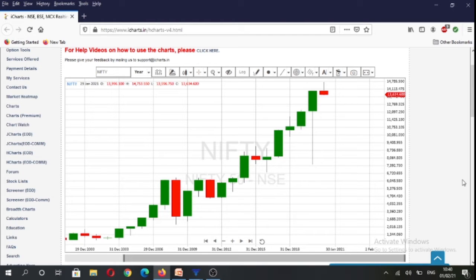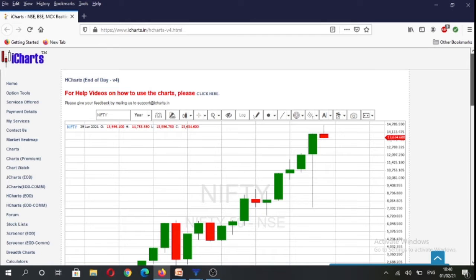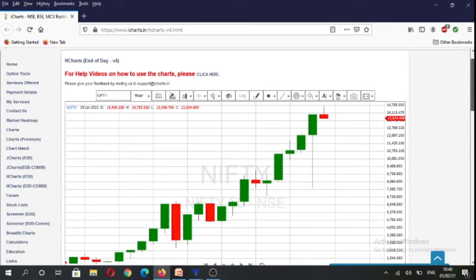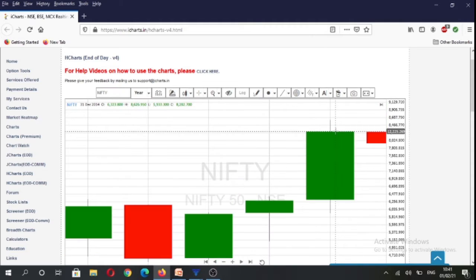Now we are going to be analyzing Nifty on multiple time frames. For that I'm using iCharts.in website, and we would be analyzing Nifty on multiple time frames. So let's start with the yearly time frame.